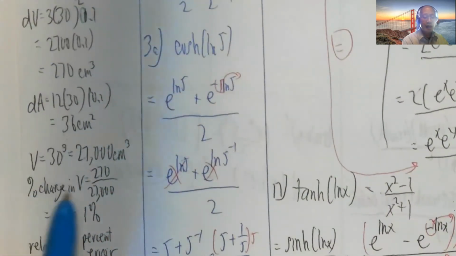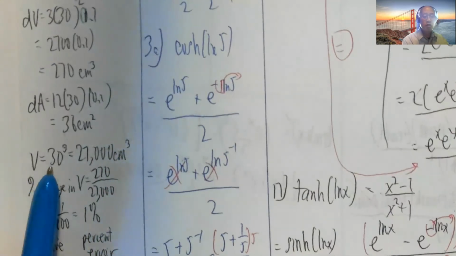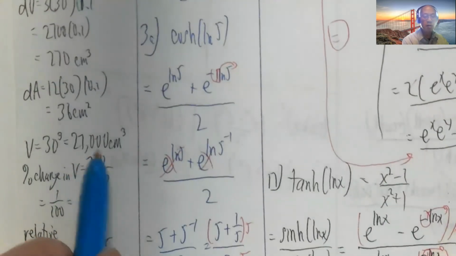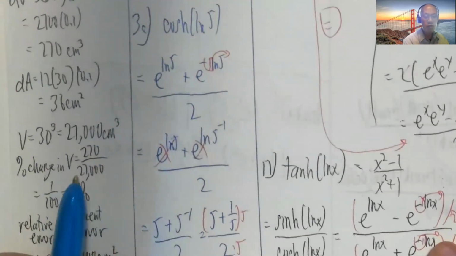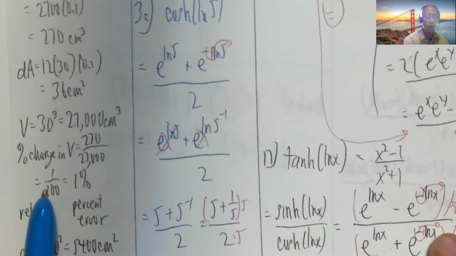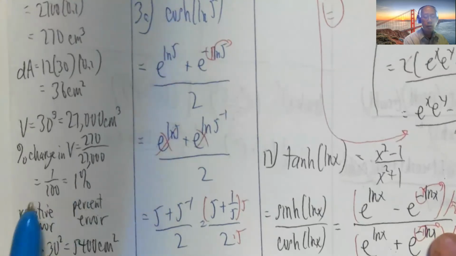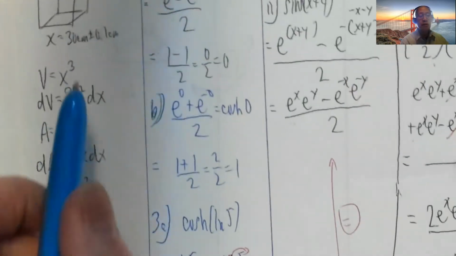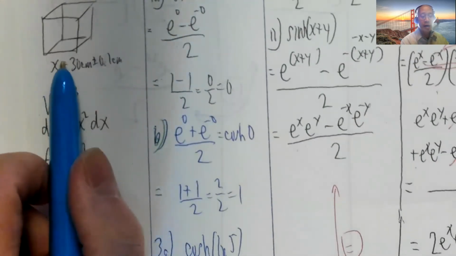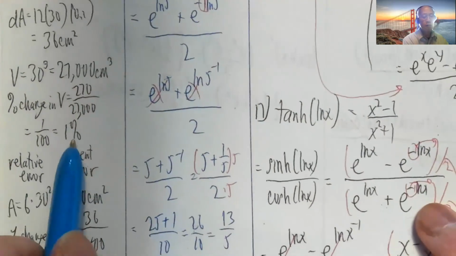Okay, then they ask you these other things. The volume is 30 cubed, which is 27,000 cubic centimeters. The percent change in V is 270 over 27,000. That's 1 over 100, or 1%. Okay, so the relative error is 1 over 100, and the percent error is 1%. So by changing x by at most 0.1, the greatest possible error in volume is 1%.